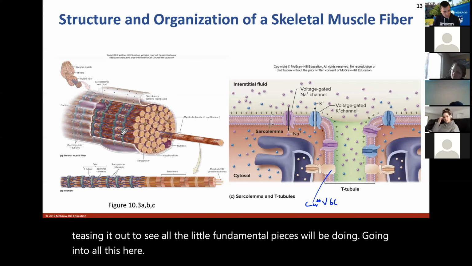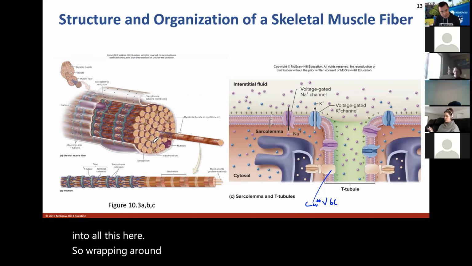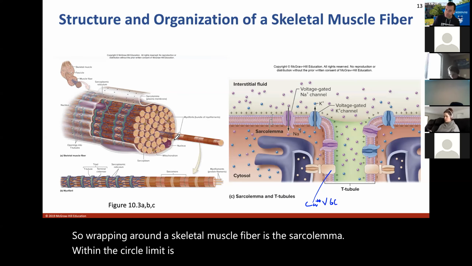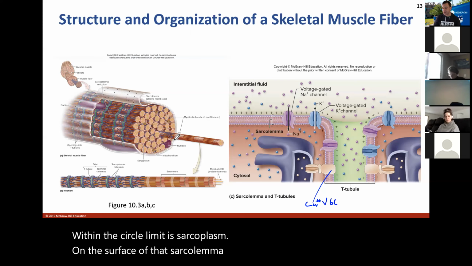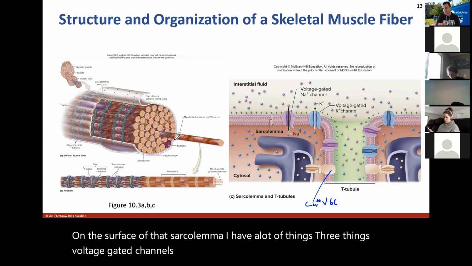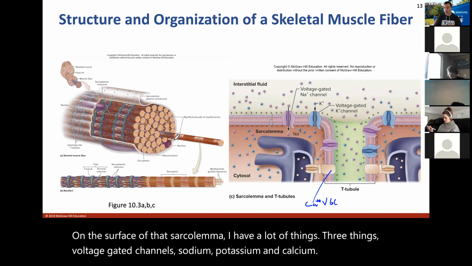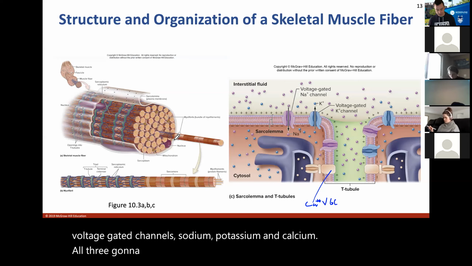So wrapping around a skeletal muscle fiber is the sarcolemma. Within the sarcolemma is sarcoplasm. On the surface of that sarcolemma, I have a lot of things, 3 things: voltage gated channels, sodium, potassium, and calcium. All 3 going to be involved in this process called muscle contraction.